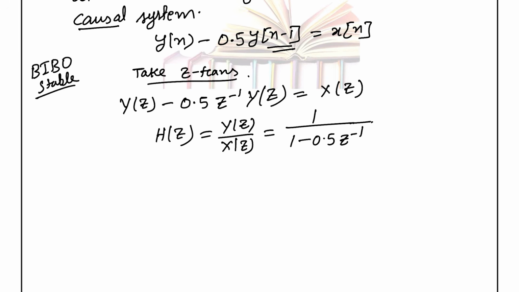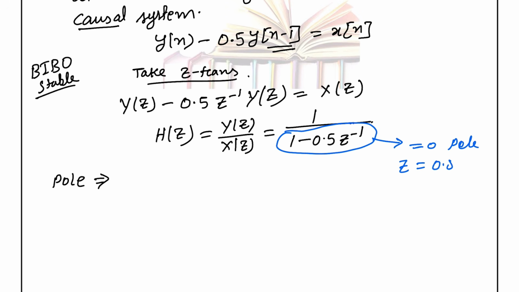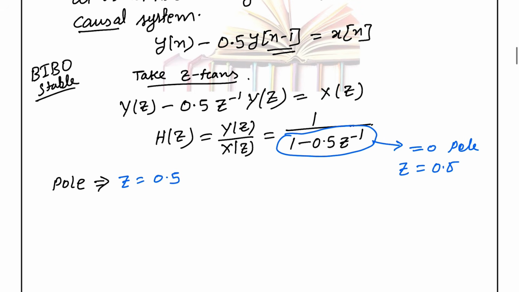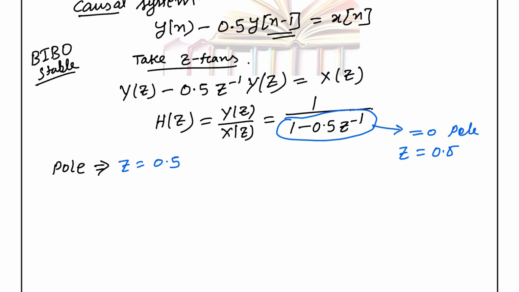So from this one, where will be the pole? Pole means what we need to do, the denominator portion we need to equate to 0 to find the poles, and for zeros the numerator we need to put equal to 0. So here the value of z is how much? 0.5. So the pole is at z equal to 0.5, okay. Now, this is the case, means we found the pole at z equal to 0.5. Okay.